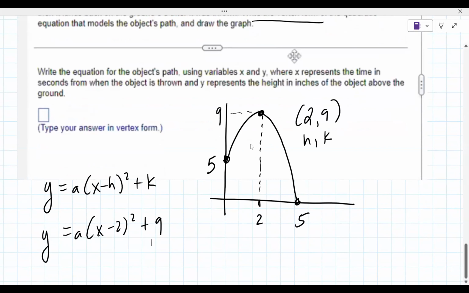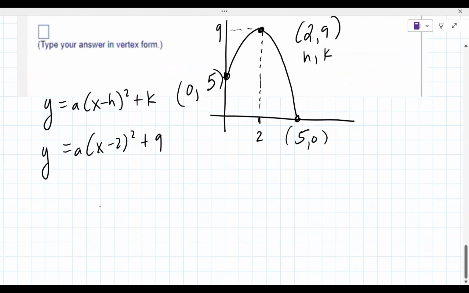Now we have to pick another point. It doesn't matter which one you pick. You either pick 0 comma 5 or 5 comma 0. 0 comma 5. So 5 equals a times 0 minus 2 squared plus 9. Why don't you try solving this for a for us, please?